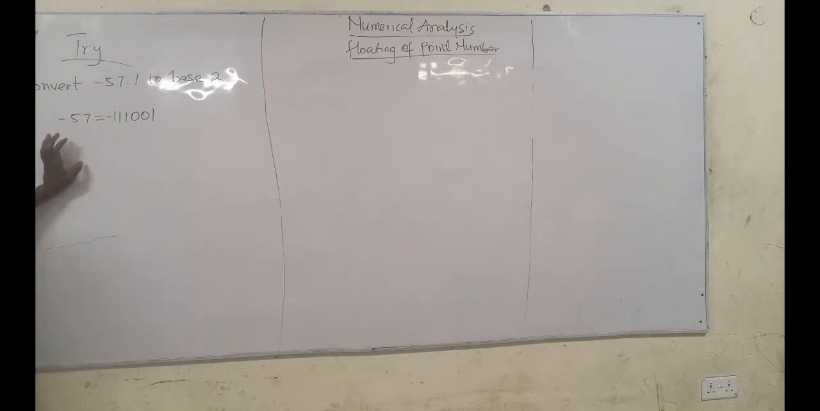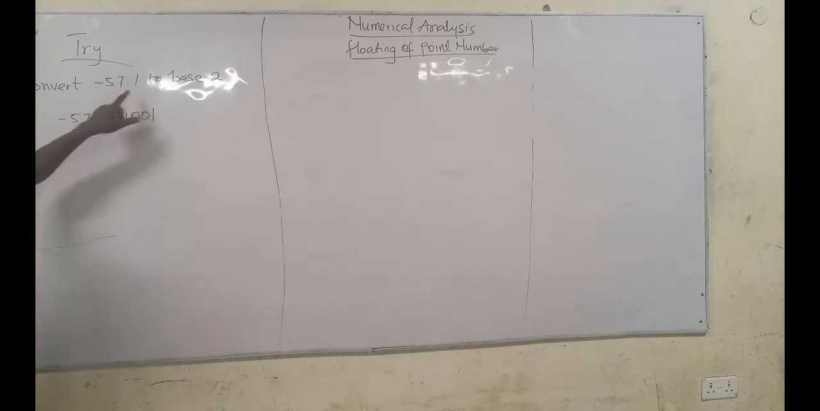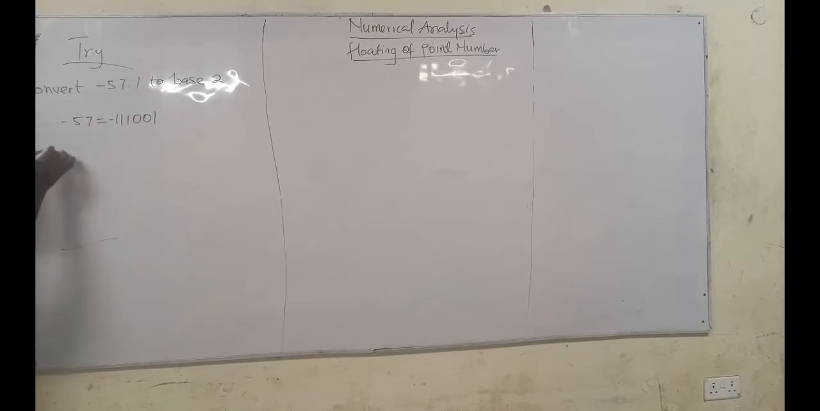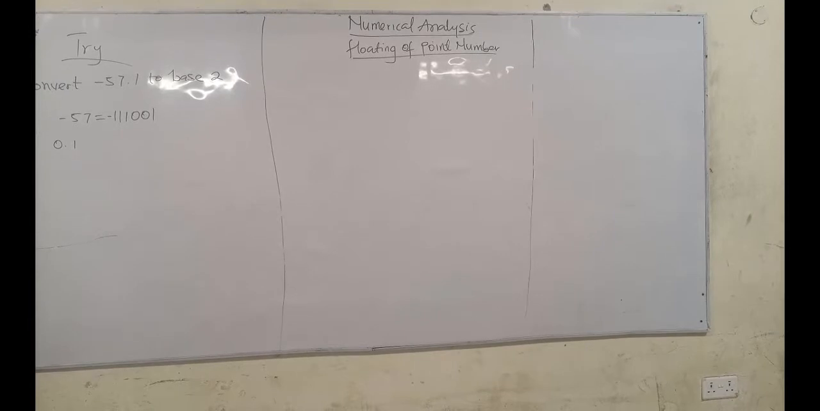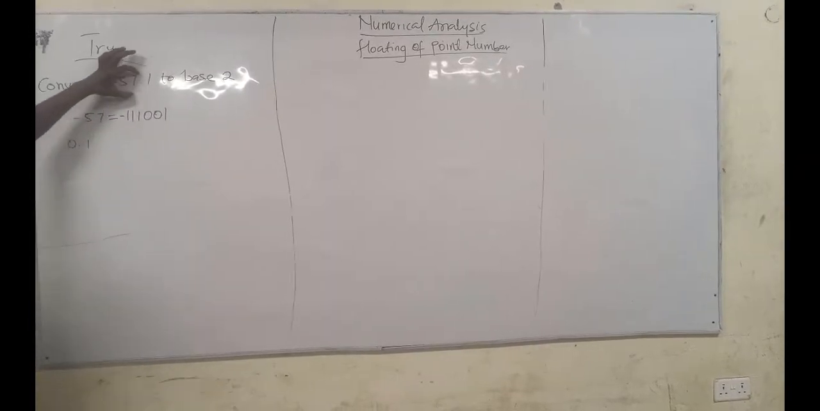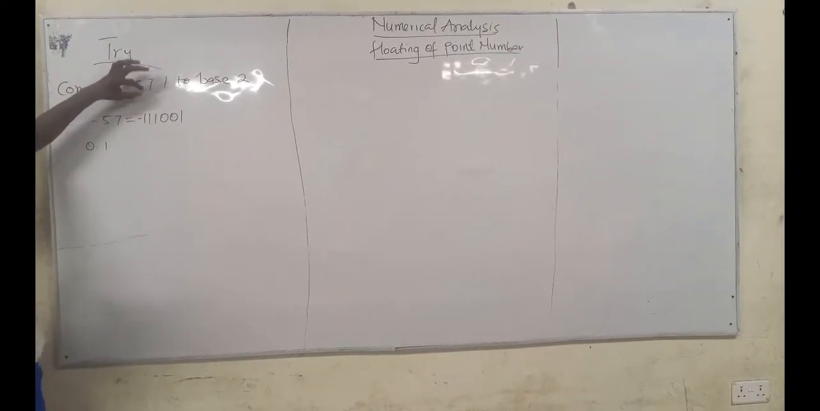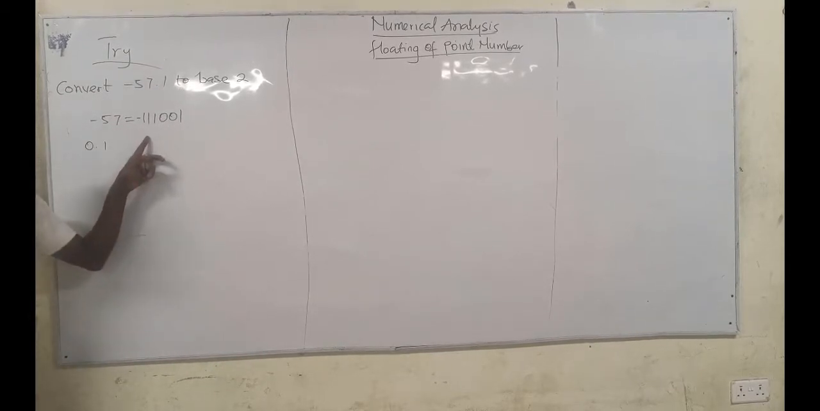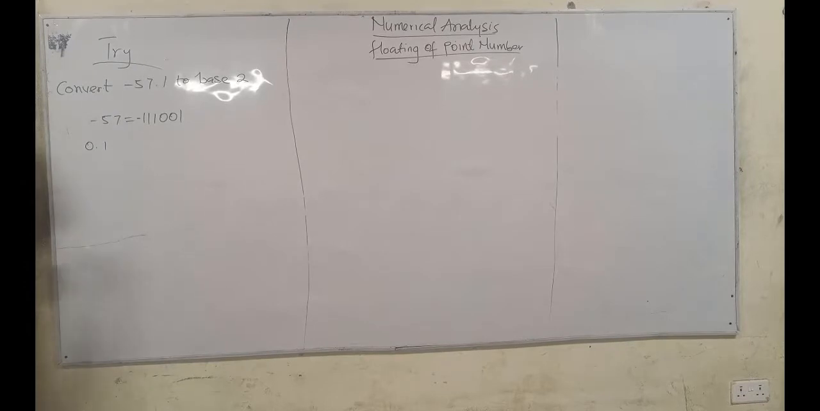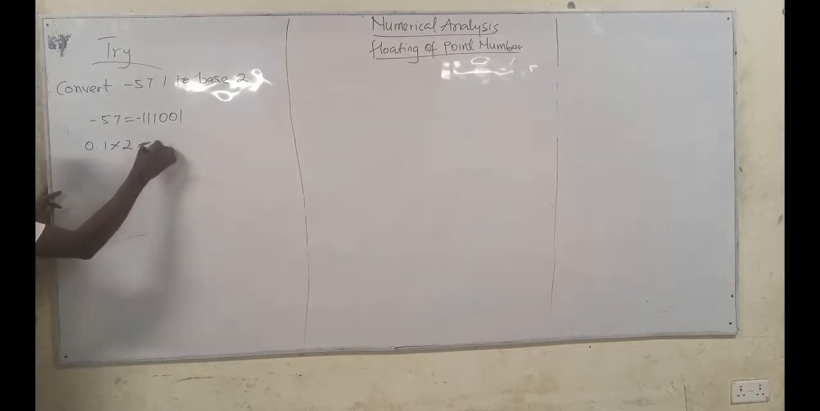Doesn't have any influence. After that, what we have after the decimal point can be written as 0.1. Is that okay? Because we have already converted the 57, what is left here is 0.1. What you do is multiply it by 2. Is that okay? So multiply 0.1 by 2, you get what? 0.2.